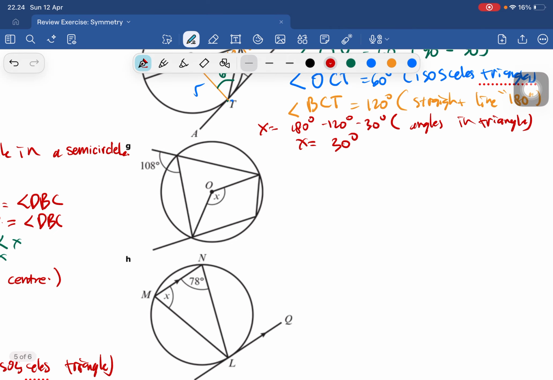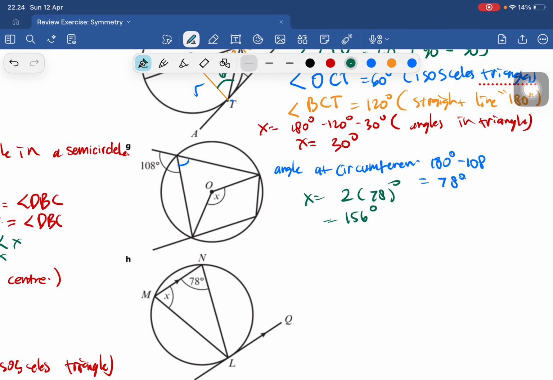Okay, G. Let's find the angle at the circumference first. This is a straight line, so 180 degrees minus 108, so we got 78 degrees. So X is the angle at the center. X equals 2 times 78 degrees, which is 156 degrees. This is the angle at the center. The angle at the center is twice the angle at the circumference.